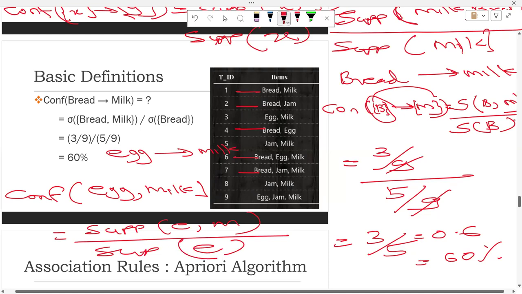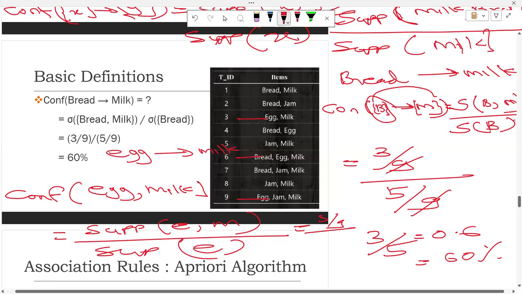So what is the support of egg and milk? How many transactions include both egg and milk? Egg and milk: 1, 2, 3 transactions. Am I correct? 3 transactions. So 3 divided by 9, over egg only.